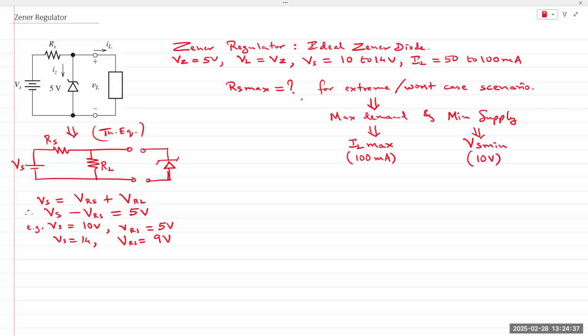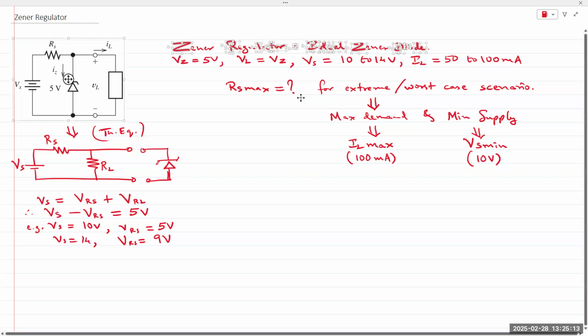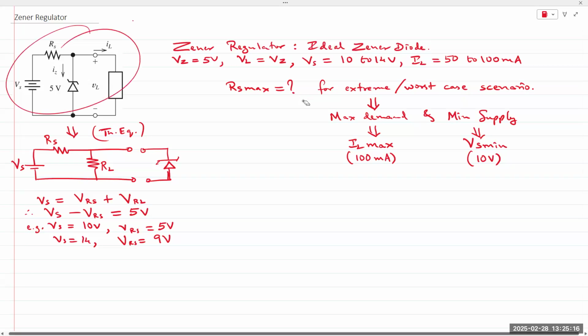Right now, we're not concerned with the Zener diode, not yet. We simply want to find RS max for a range of IL. So in this case, if your supply voltage is at its lowest and IL is at max, what should be the Zener diode current? If you have the lowest supply current coming into our circuit, and I'm talking about this circuit right here, okay?